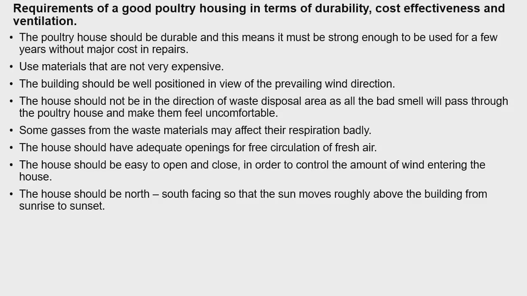The house should have adequate openings for free circulation of fresh air. The house should be easy to open and close in order to control the amount of wind entering the house. The poultry house should be north or south facing so that the sun moves roughly above the building from sunrise to sunset. This is the reason the house should not face east, in order to avoid direct sunlight, or west, because during the sunset the sunlight must also have an impact on the poultry.